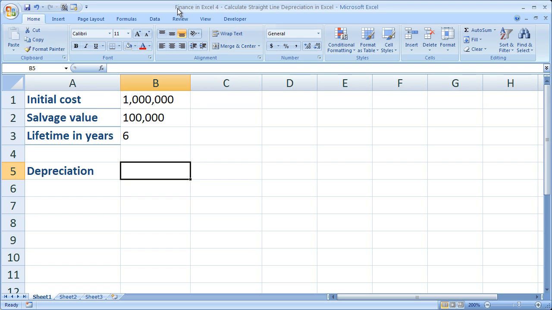This is going to be the first in a line of tutorials on how to calculate depreciation in Excel.